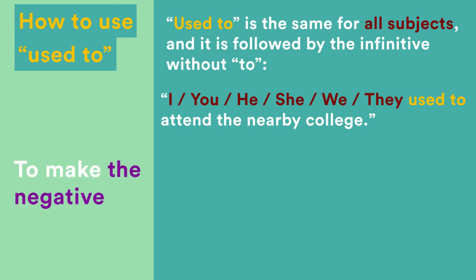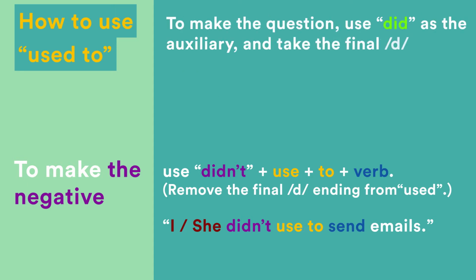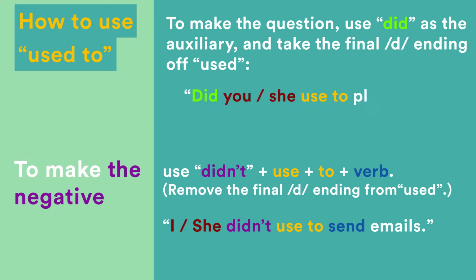To make the negative, use didn't used to plus a verb and remove the final D ending from used. I or she didn't used to send emails. To make the question, use did as the auxiliary and take the final D ending off used. Did you used to play tennis? Did she used to play tennis?